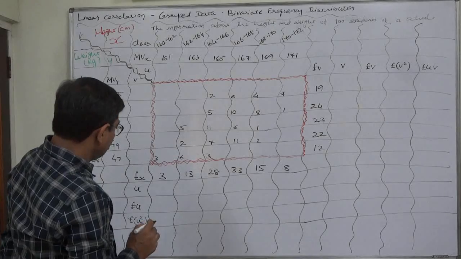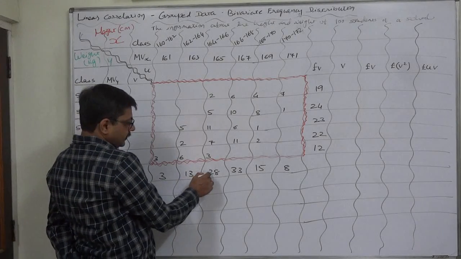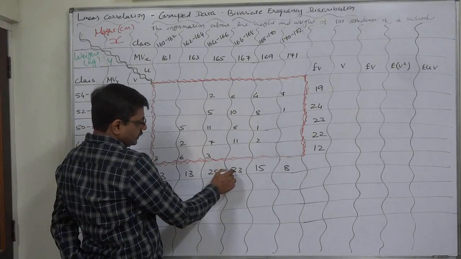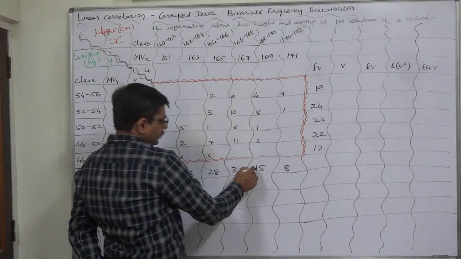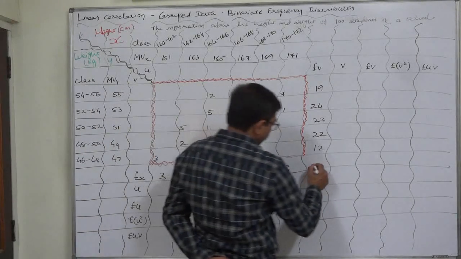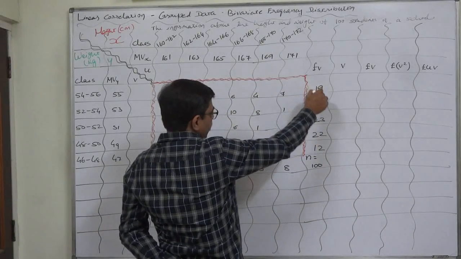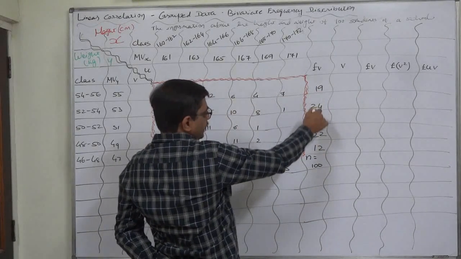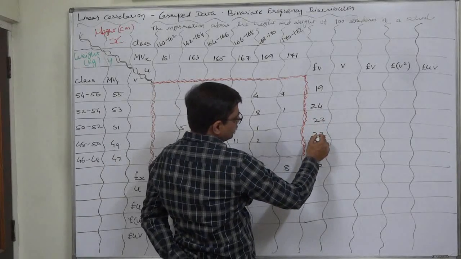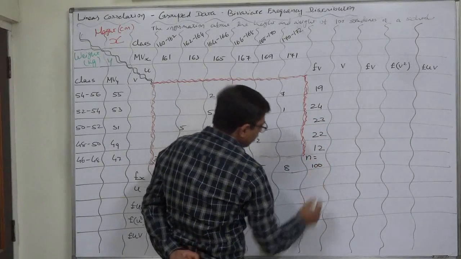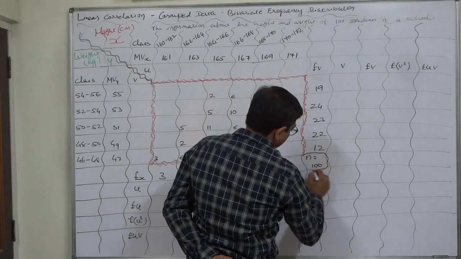Now summation 3 plus 13, 16 plus 28, 44 plus 33, 77 plus 15, 92 plus 8, 100. It should be 100 for the column also. 19 plus 24, 43 plus 23, 66, 66 plus 22, 88 plus 12, 100. So it is 100.